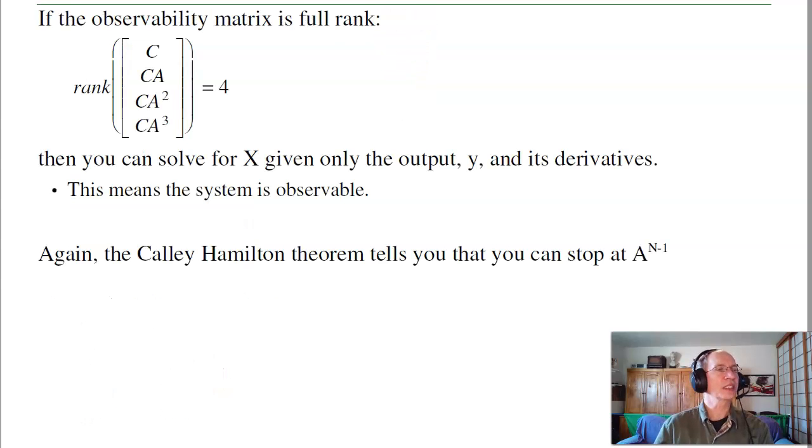So that's the condition for observability. The observability matrix needs to be full rank. And again, from the Cayley-Hamilton Theorem, if I have a fourth order system, I can stop once I get 4 rows. Any additional rows will just be redundant.